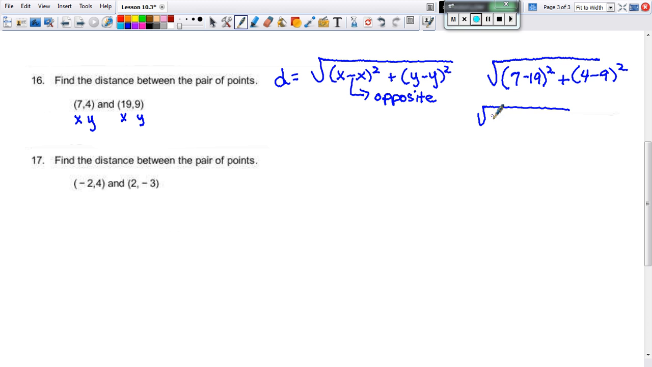So that's the square root of negative 12 squared plus negative 5 squared, which is the square root. Negative 12 times negative 12 is 144, plus negative 5 times negative 5 is 25, which is the square root of 169, which is 13.